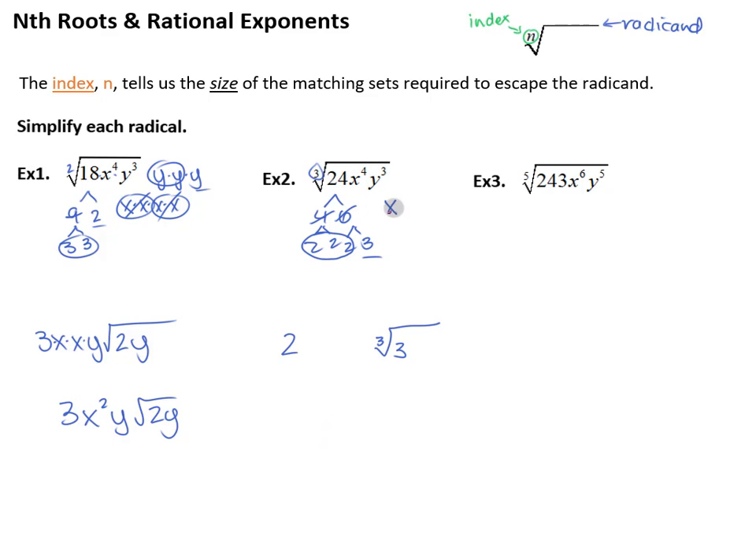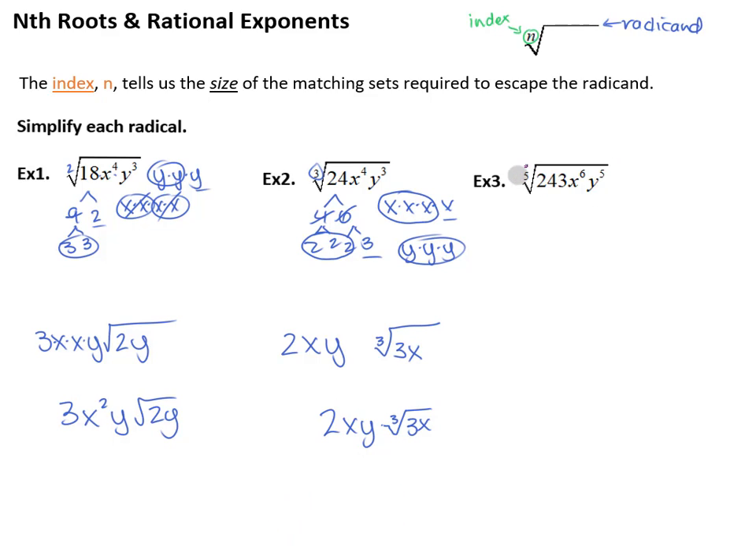My variables, x to the 4th, again, I'm looking for sets of 3, so I can make one set of 3. So we can take one x out, and our leftover x would stay inside. Y to the 3rd, we can take out exactly one set of 3 y's, so y comes out, and there'd be nothing left inside. So 2xy times the cubed root of 3x. Try to make sure to write that in the index here so that it doesn't look like y cubed accidentally.